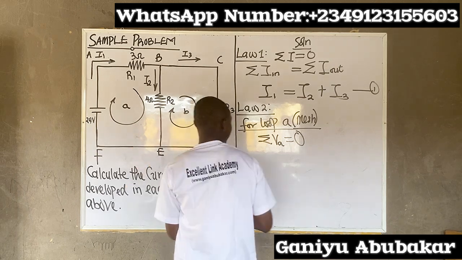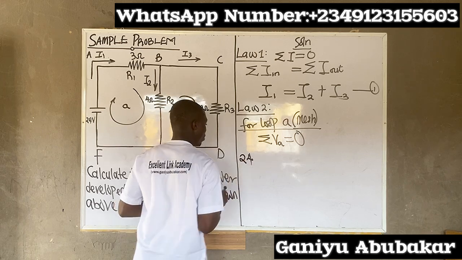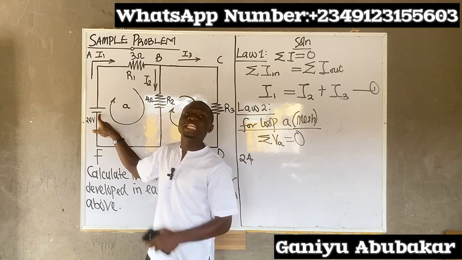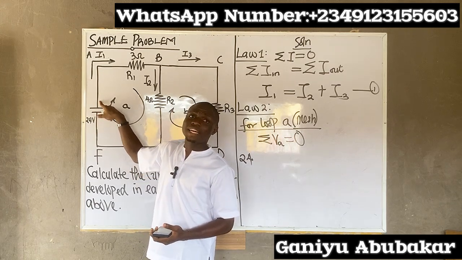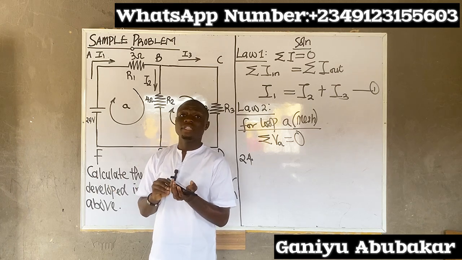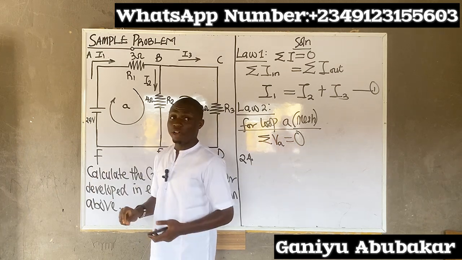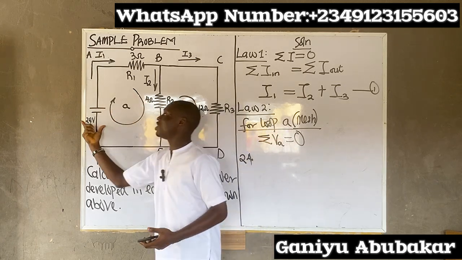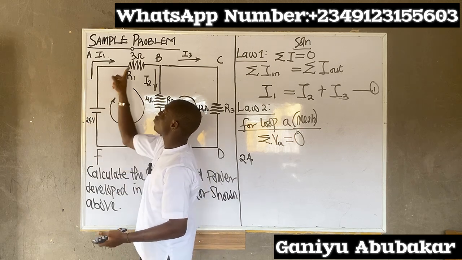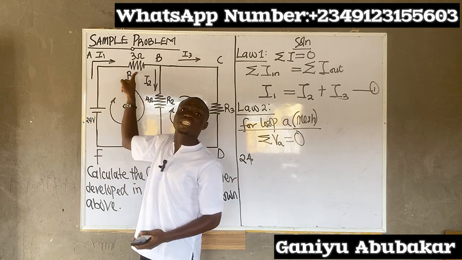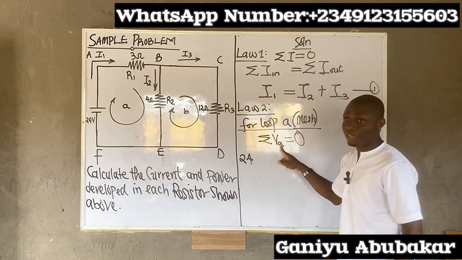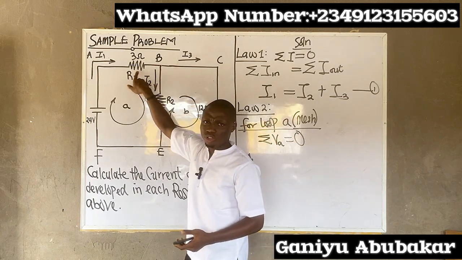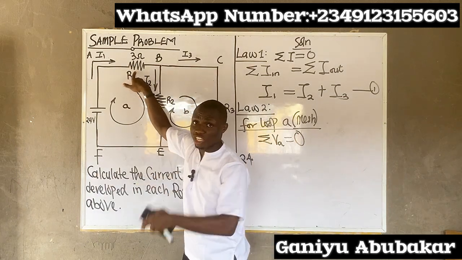Positive 24. Why? Because it moves from lower to higher, and when current moves from lower to higher, the value will be positive. So the voltage here is positive. I'm done with this, so I move on to this part here. This one is the resistor, and summation V means I'm adding all voltages together. At this point I'm having a resistor. It's easy for me to convert a resistor to voltage. How?